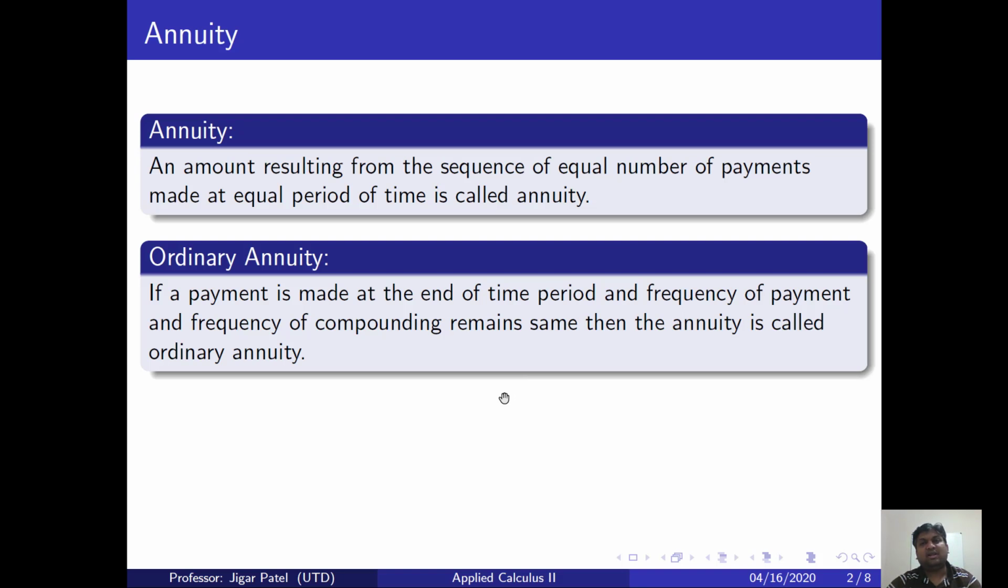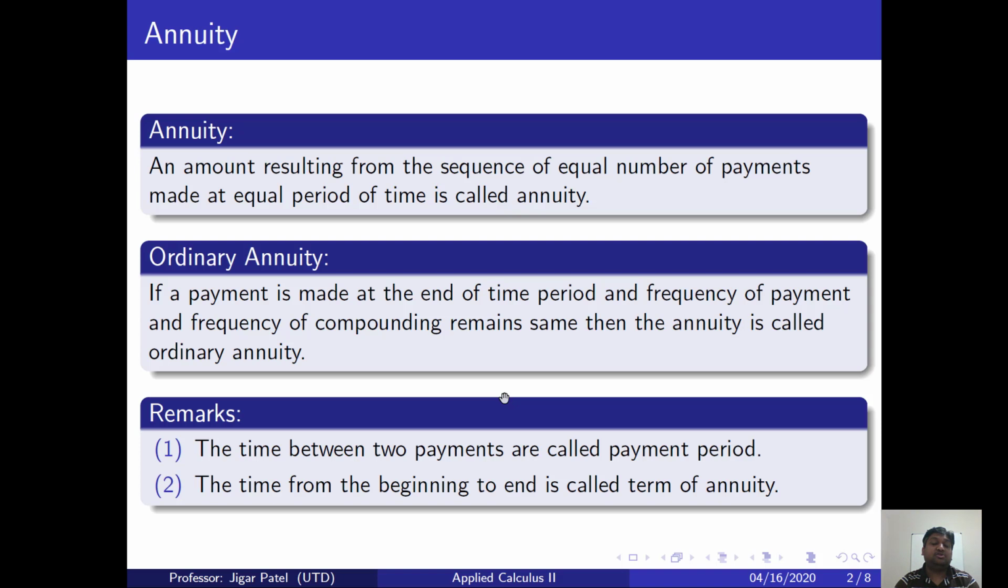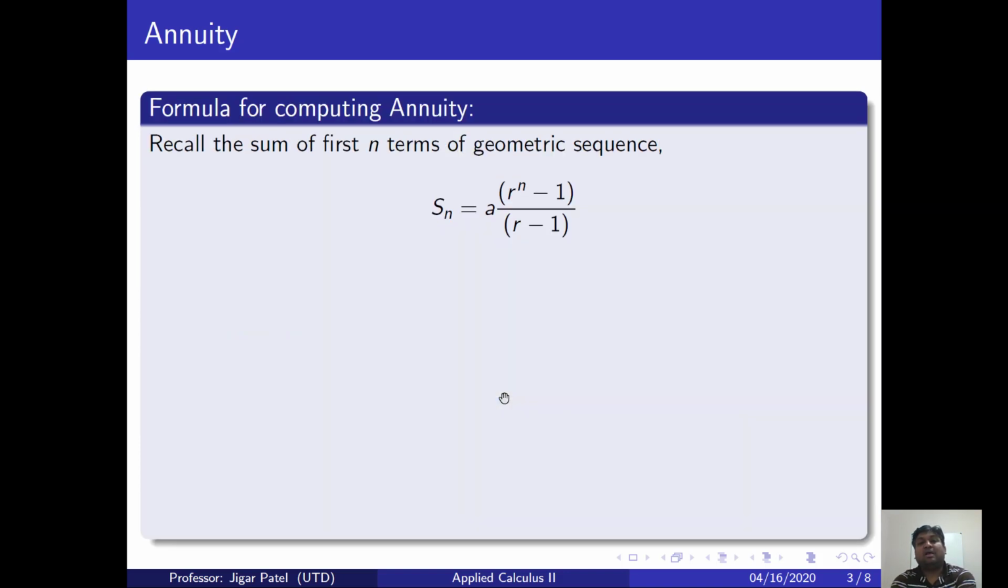Alright, I would like to give you a couple of very trivial remarks about ordinary annuity. Remark number one: the time between two payments is called the payment period. So any time interval between two consecutive payments, I'm going to call it the payment period. And the total time starting from the beginning till the end, I'm going to call it the term of the annuity. So these are two basic definitions that you need to know, and two remarks about the names of the periods.